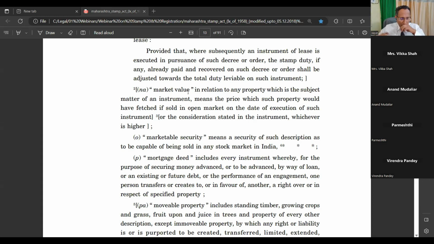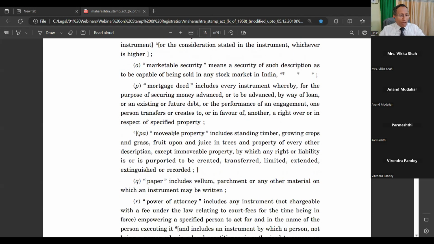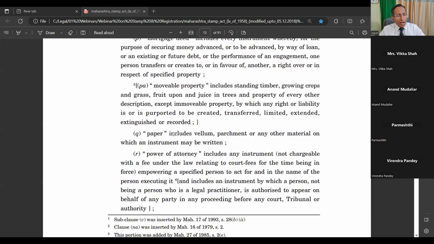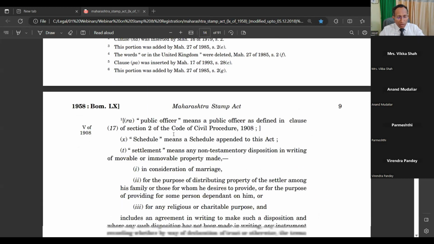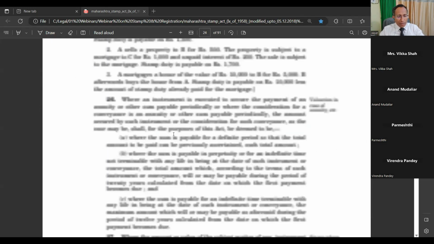Okay. Now when we are talking about the gift deed, we saw the definition, I told you to go through it. Now we are going to see the schedule of the property. So let's scroll down. I have shared it with everyone.